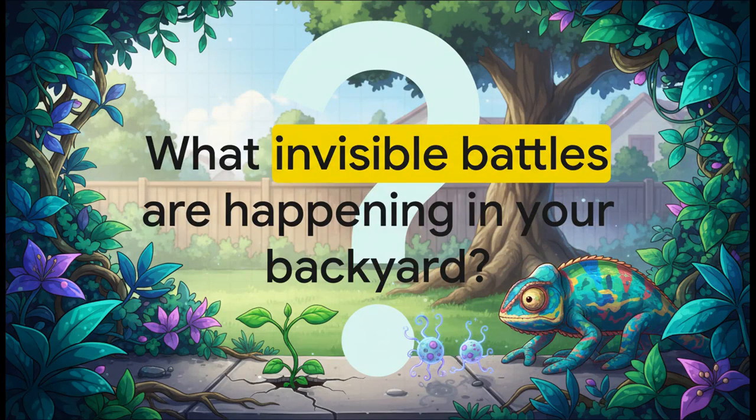Which leaves us with this final, provocative thought. Now that you've got Darwin's blueprint, go look out your window. When you see a tangled bank of plants, or even just a weed pushing up through the sidewalk, remember the incredible forces at play. What invisible battles for survival, what slow, magnificent adaptations are happening right now, in your very own backyard. Keep that in mind next time you step outside.